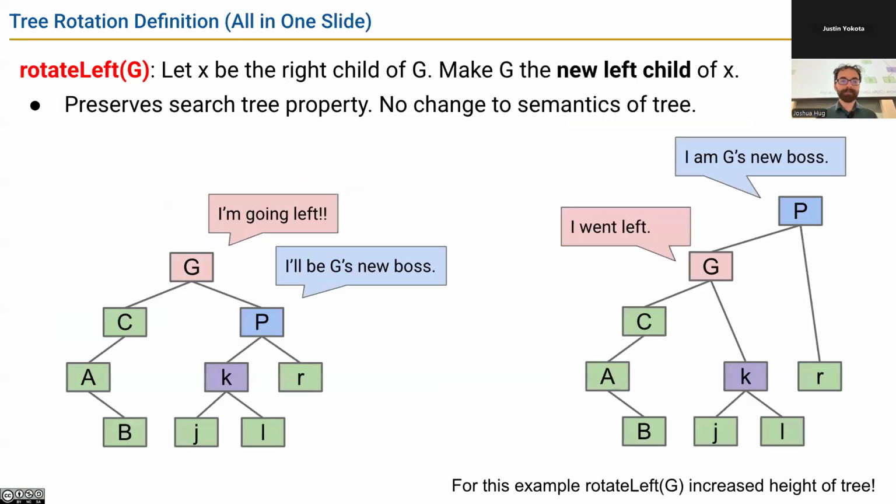Okay. So this is the whole summary of everything that happened. G says, I'm going left. P said, I'm going to be G's new boss. After everything is done, we have that true. Look, I am G's new boss, and I went left. Okay. And then you had to deal with this middle piece that got transferred from P to G.